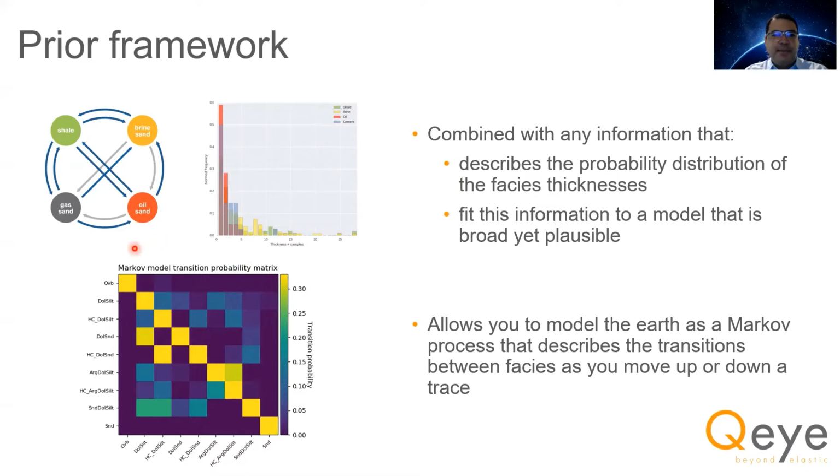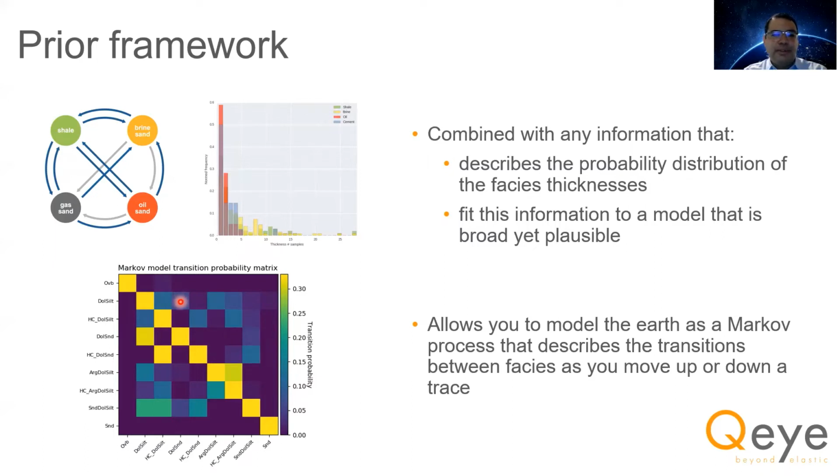Now here is an example of one of those transition probability matrices, and here you can see what I think is a very neat mathematical representation of the stratigraphy that is present in a given area. For example, we can see here that the probability of transitioning from a Dolo siltstone into Dolo sandstone is around 0.2.